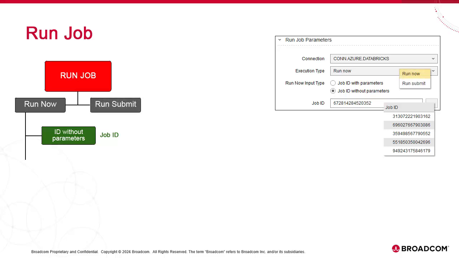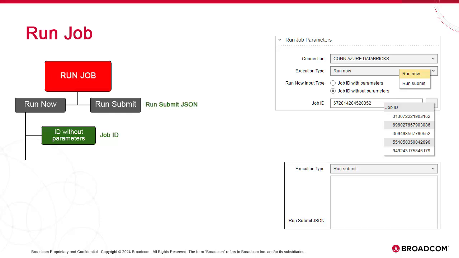The other type is Run Submit. This option bypasses the Databricks workflow tool. The job is submitted directly via JSON payload without a job ID. The job cannot be tracked, monitored, or reported on in Databricks. Automic Automation owns the process from start to finish.